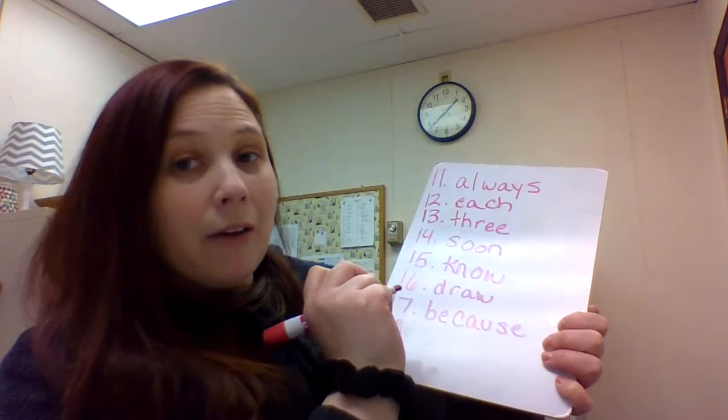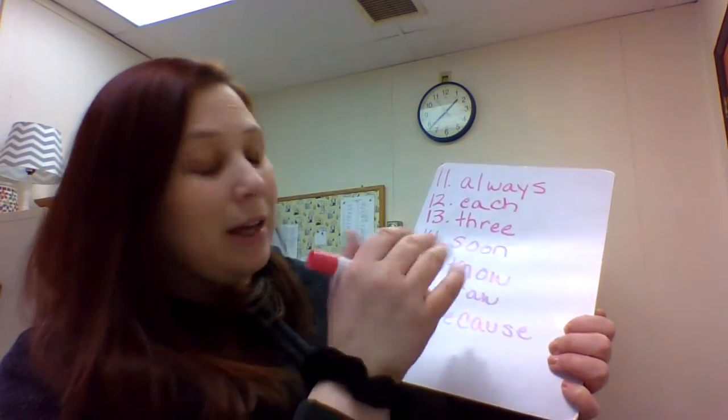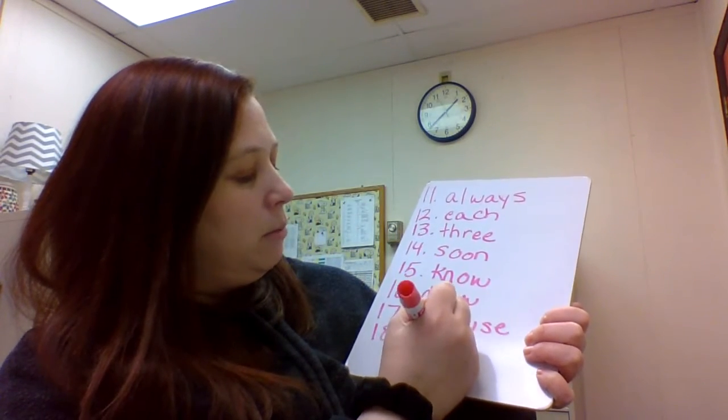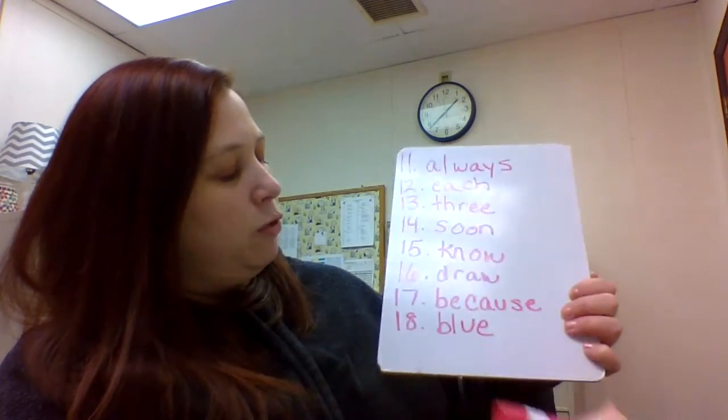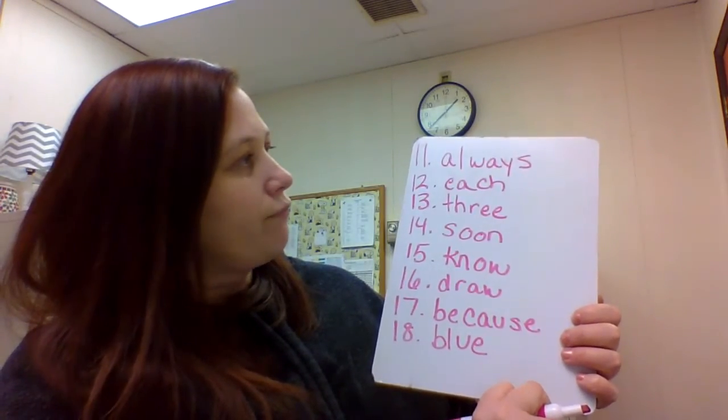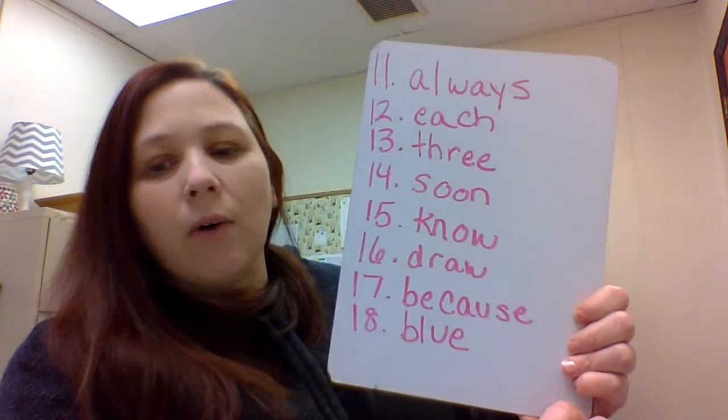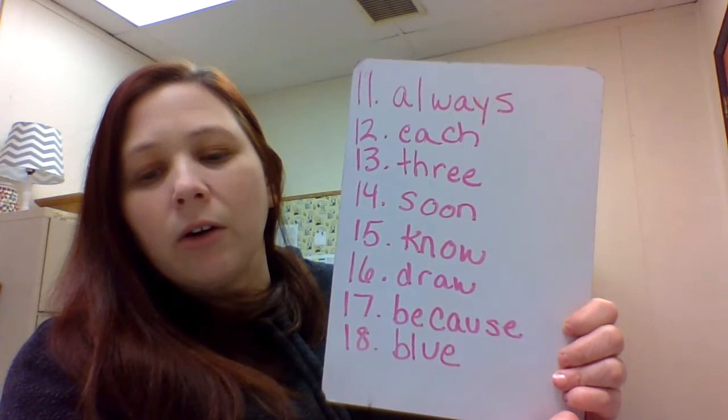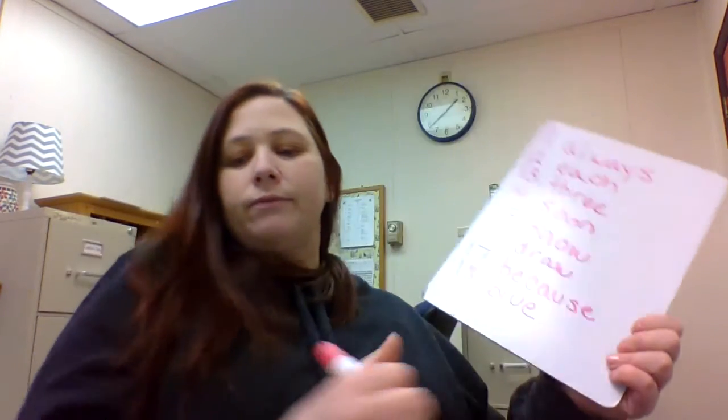This is blue like the color, not like blew out the candles. So this one is blue, and that's that UE digraph. All right, make sure you have all of these words written down, and then we are going to do some more coding.